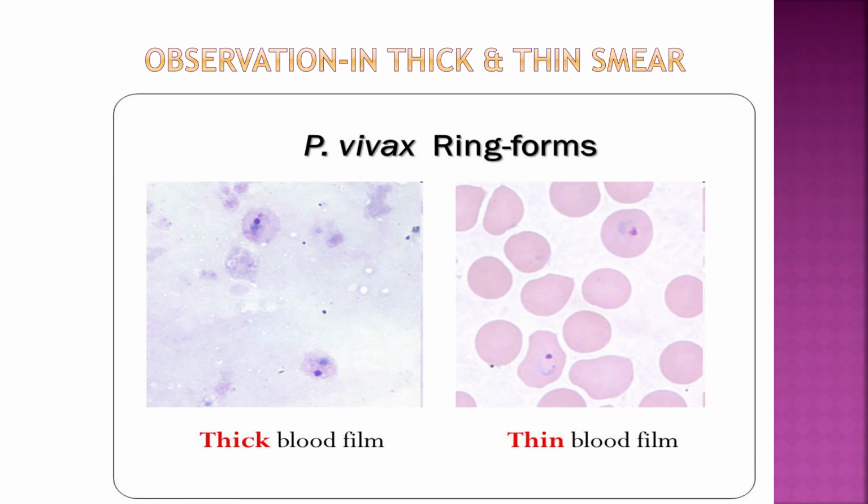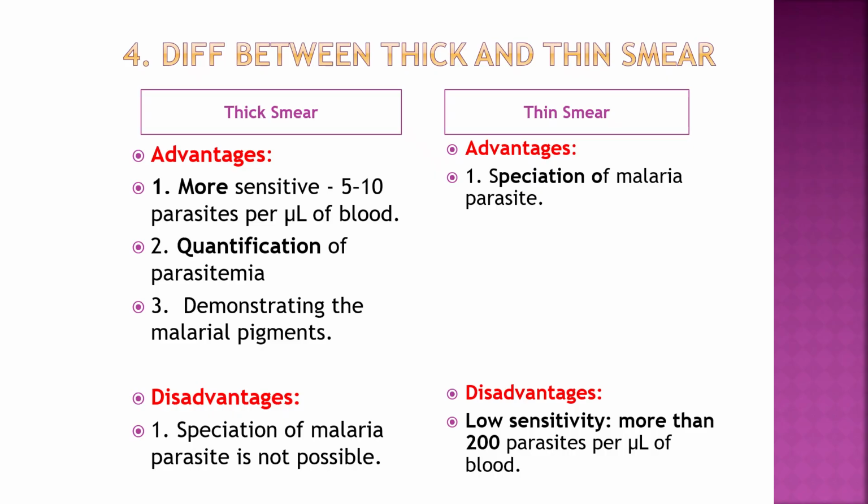And in the thin blood smear, you can see plenty of RBCs containing the ring form of the parasites. The nucleus is pink in color and the ring is blue in color. Now we will see the difference between thick and thin smear.